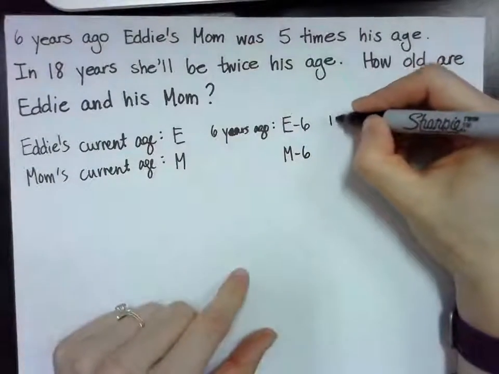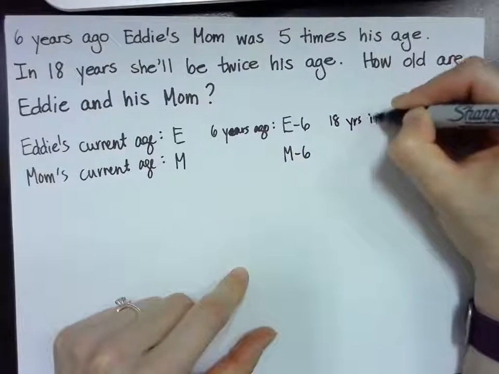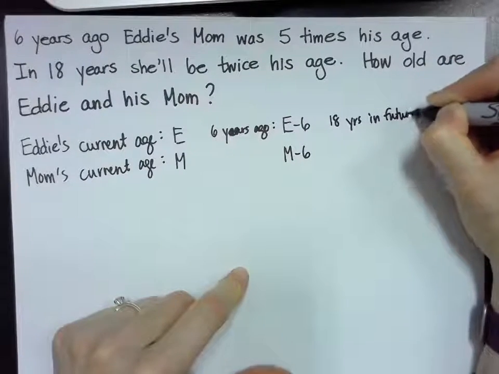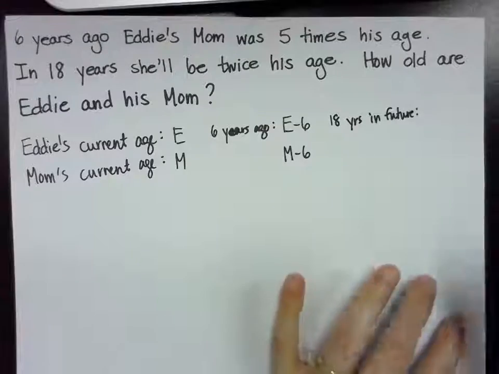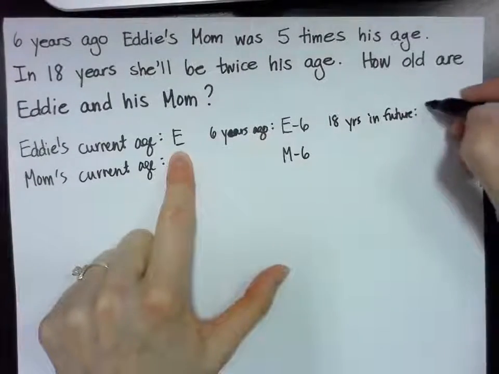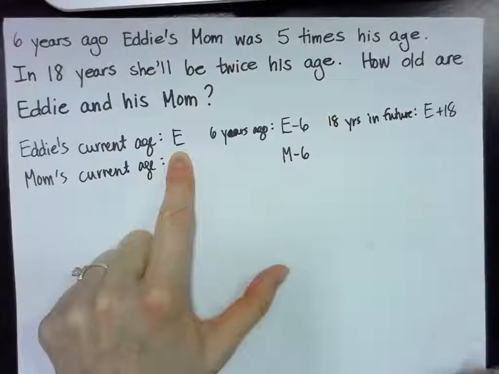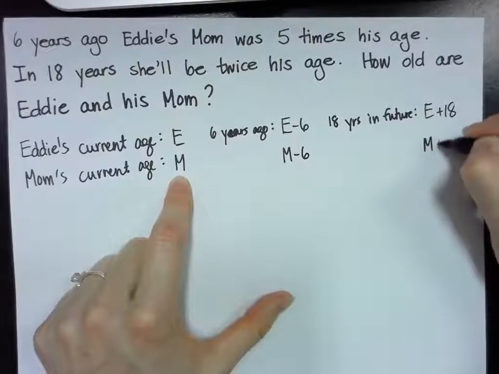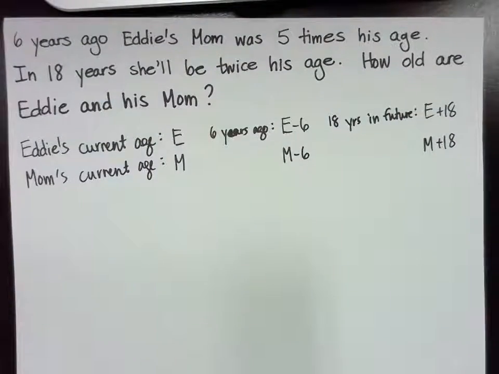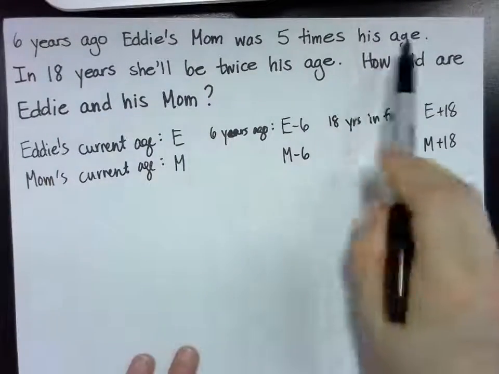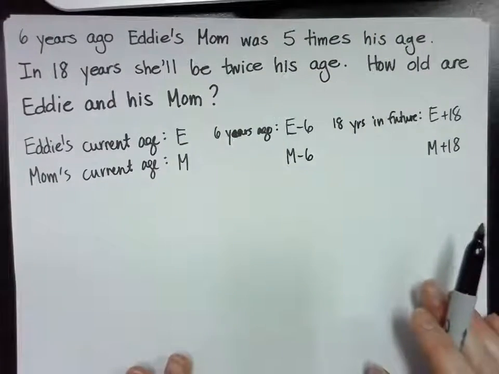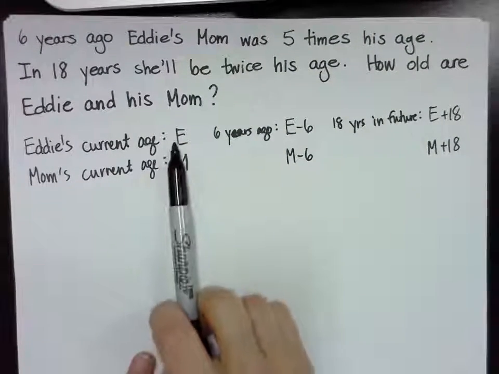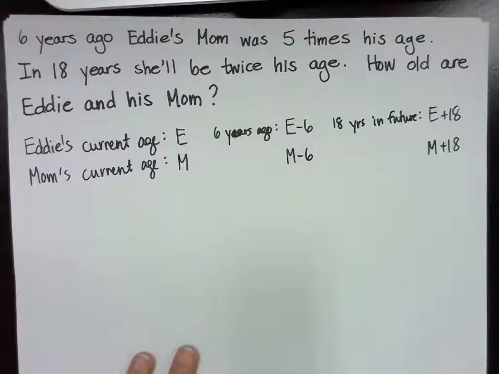Okay, and if we think about 18 years in the future, well, 18 years in the future, Eddie will be his current age plus another 18 years. And his mother also ages, and so in 18 years, she will be M plus 18. So as we go through the sentences and translate them from English into math, we need to be sure that we're using these expressions for the appropriate ages.